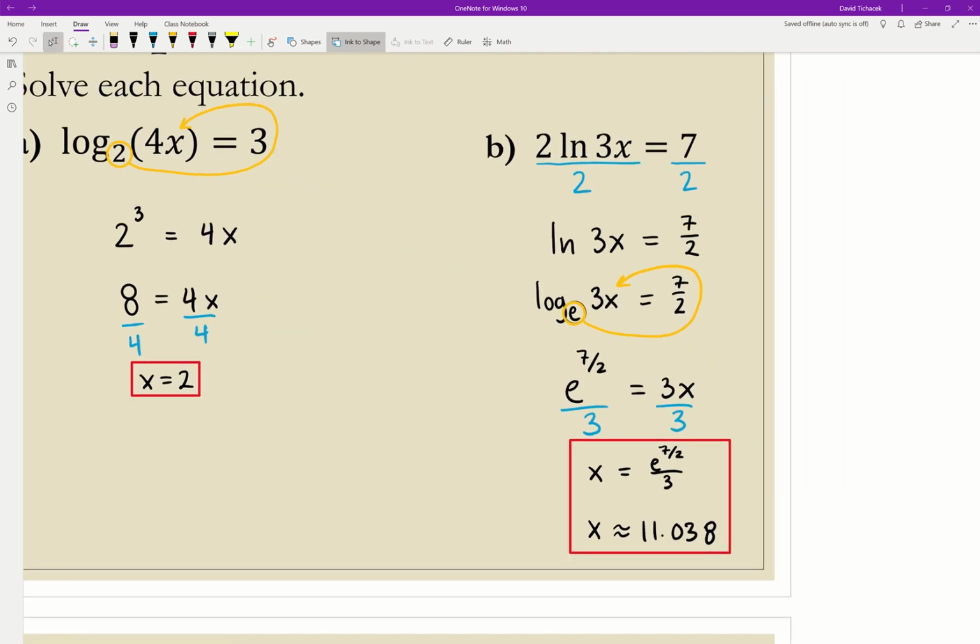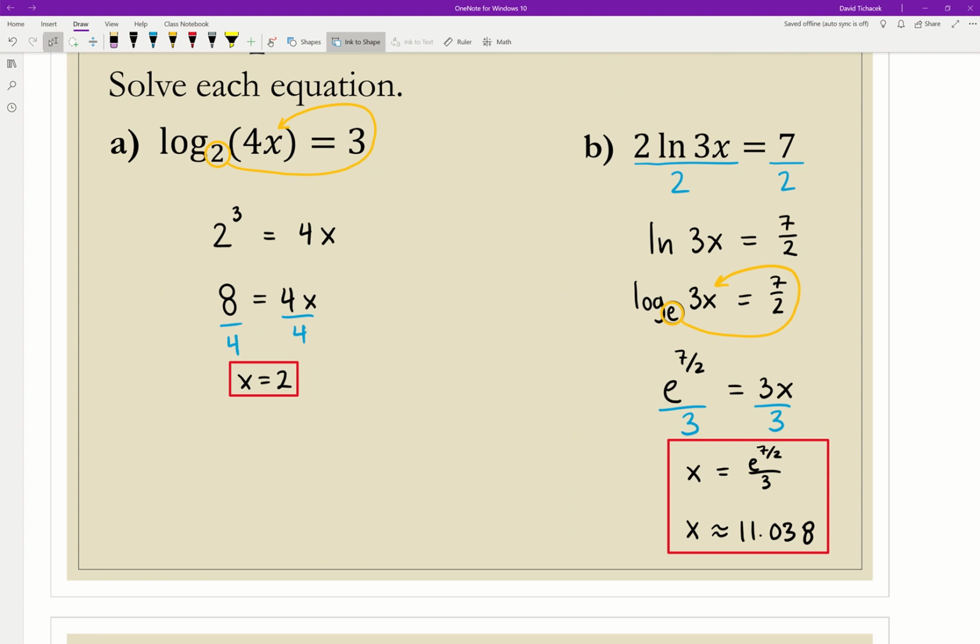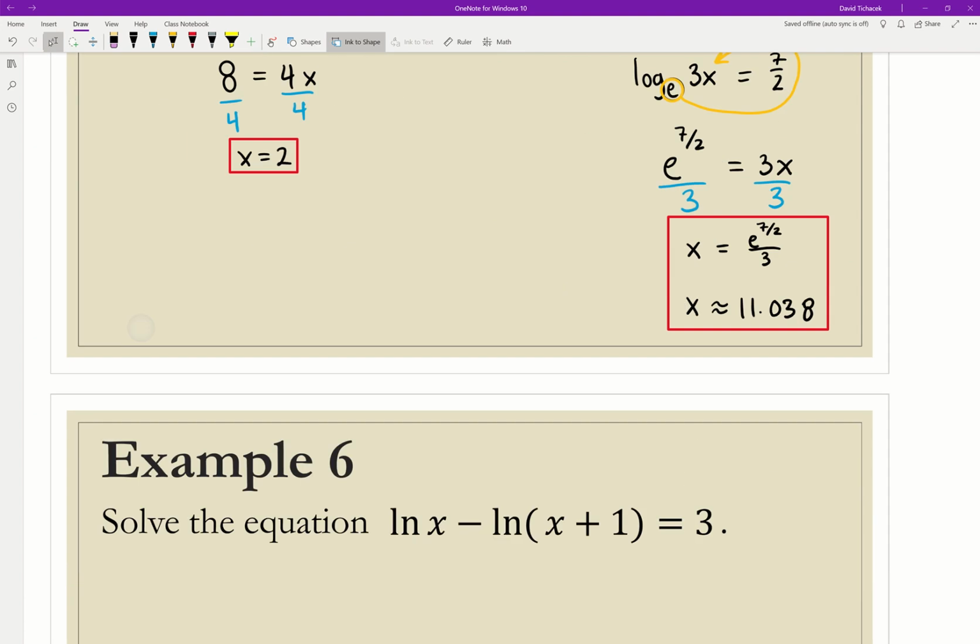So again, the general spirit of these problems is make sure that you isolate the log first and then undo the log by converting the equation to exponential language.